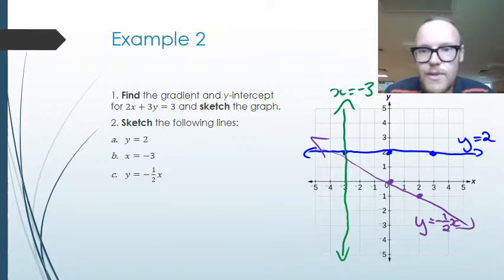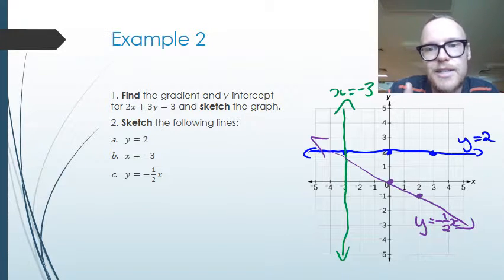-1/2x. Okay, so you can see, remember those pressure points, we need to make sure we graph 2 points. When we've got our gradient intercept form, we need to make sure we use a ruler when we're drawing our lines, we make sure we label our graph, and we make sure it continues in both directions.